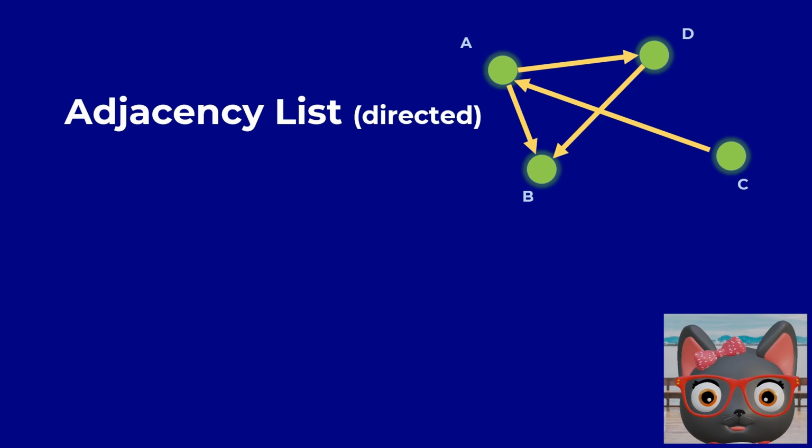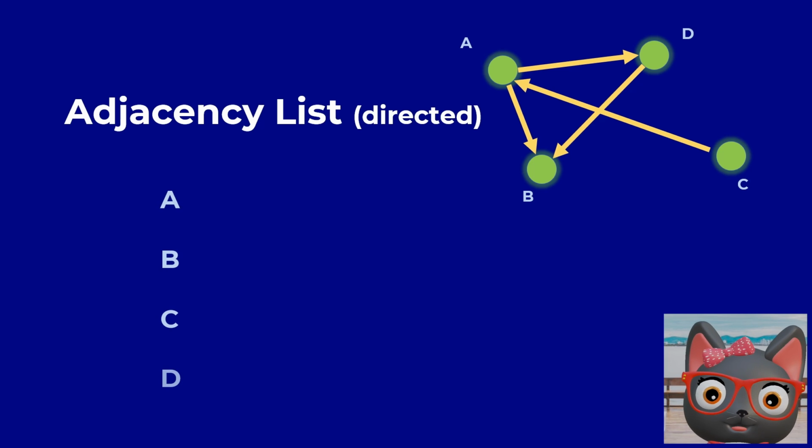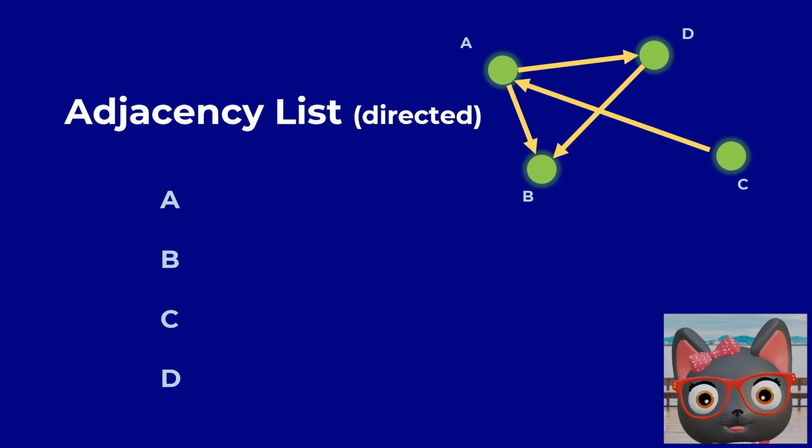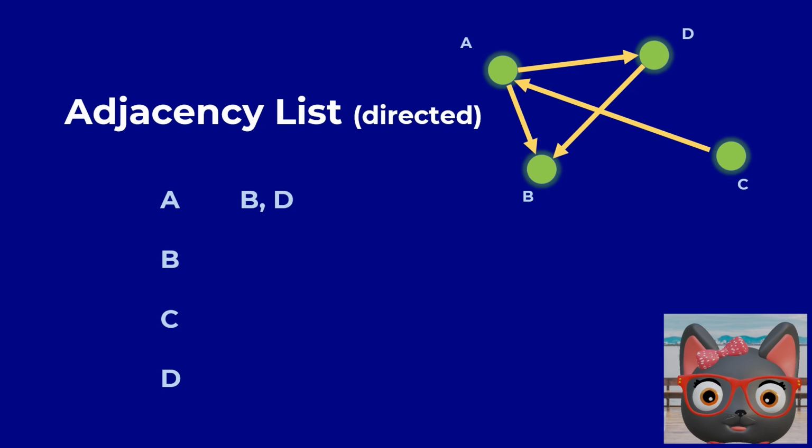Let's first talk about an adjacency list for the directed case. We list all our nodes. A goes to B and D. There are no outgoing edges on B. C goes to A, and D goes to B. In an adjacency list, we list only the node pairs for edges that exist.